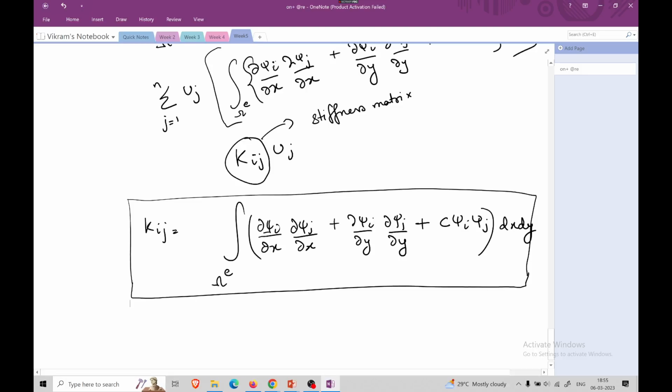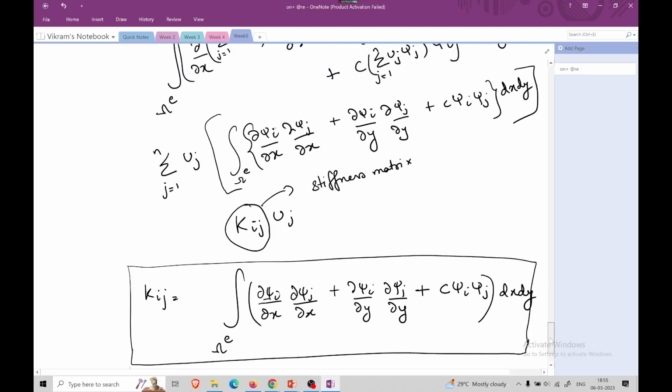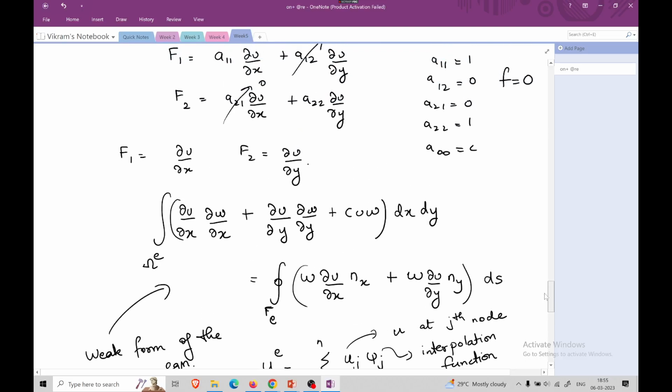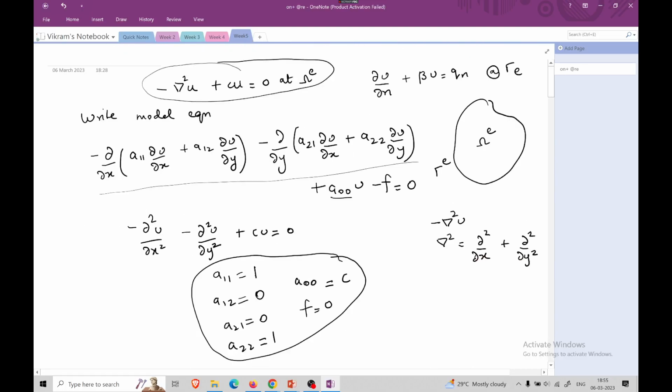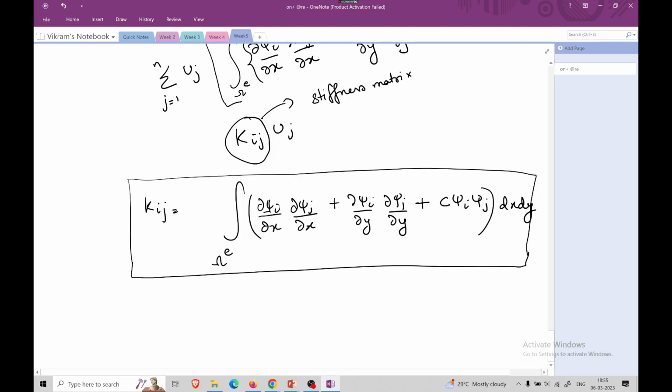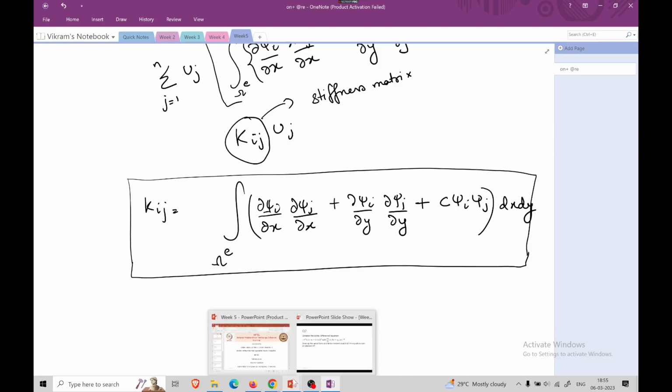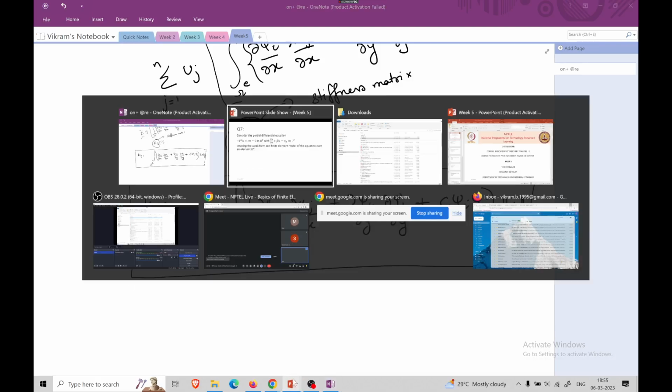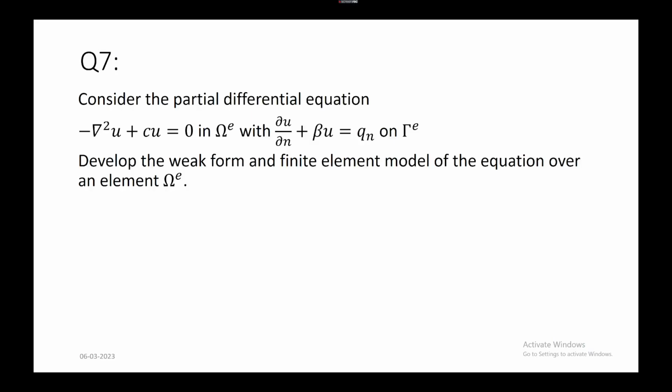So we solved the weak form and we also developed the term for the stiffness matrix. If you recall, from here we have come to here. So I will write kij here.